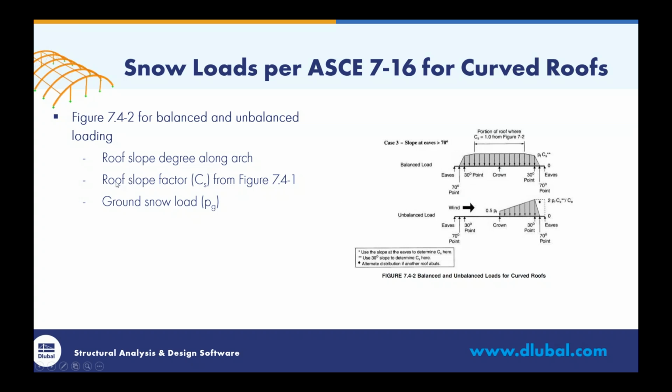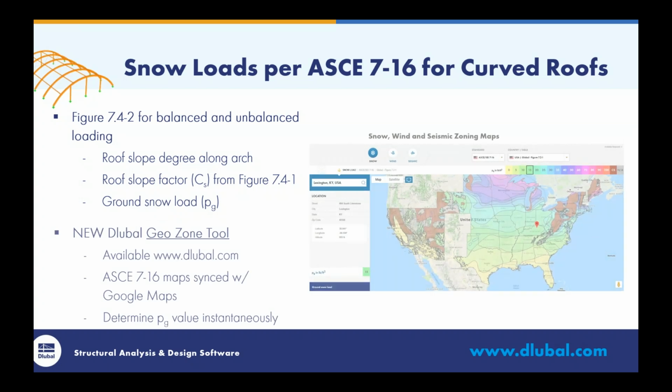In addition, we then take a look at the roof slope factor, C sub S, from figure 7.4-1. And finally, the missing entity here to determine the load is the ground snow load. Now, the ground snow load is found within our ASCE 7 maps, as we all know, within the standard. But I did want to point out something that we recently added to our website, and this is called the GeoZone tool. So it is available on our website at dlubal.com, and what we've done here is we've incorporated the ASCE 7 2016 maps, and we've synced them with the technology from Google Maps.